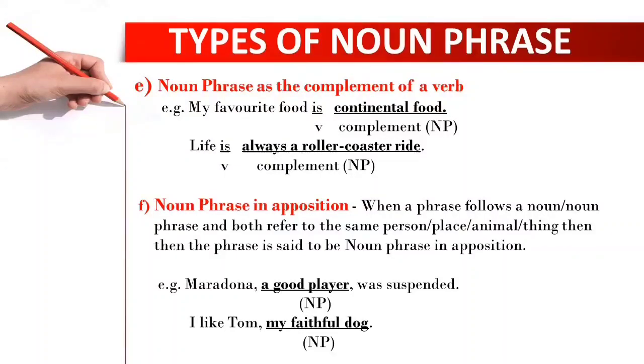Life is always a roller coaster ride. Here, always a roller coaster ride is noun phrase and it acts as the complement of the verb is.